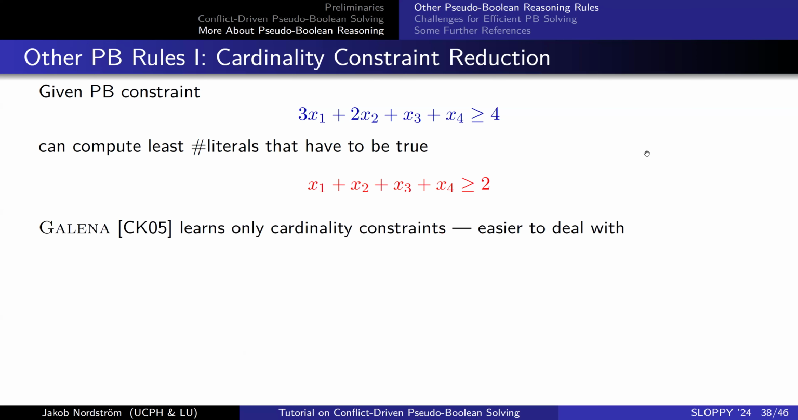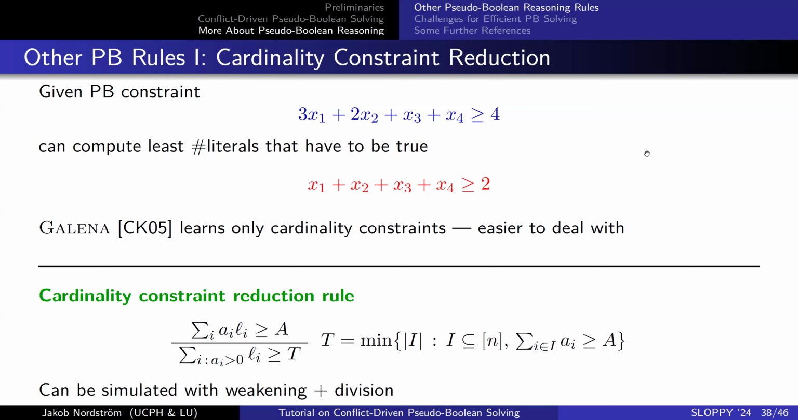And in general, this is what the Chai-Kuhlmann solver did. They just sort of rounded to cardinality constraint and said that actually we don't need these general coefficients. Cardinality constraint is good enough. And here is basically what I just said. The cardinality constraint reduction rule is basically you pick the heaviest coefficients and you look at how many heavy coefficients do I need to reach the degree of falsity. And that's the cardinality constraint you round. But this is like the example. Is this more or less clear?